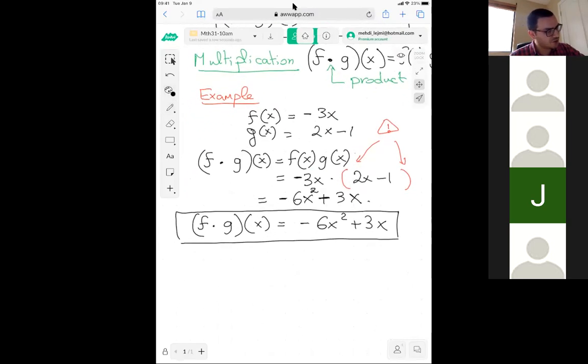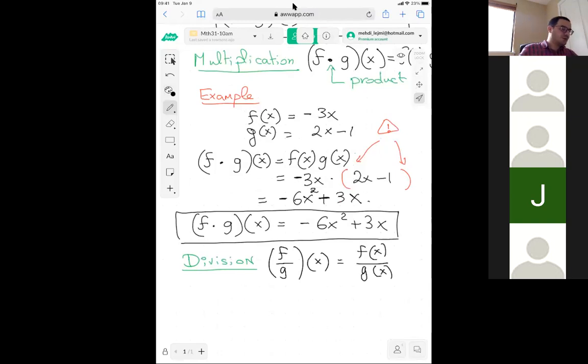So let me just introduce the notation for division. Here's division. We write f over g of x, which is f of x over g of x, right? When you divide two functions, f over g, you just write f over g, the whole thing applied to x.